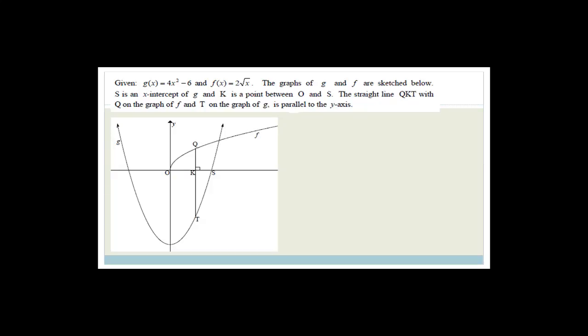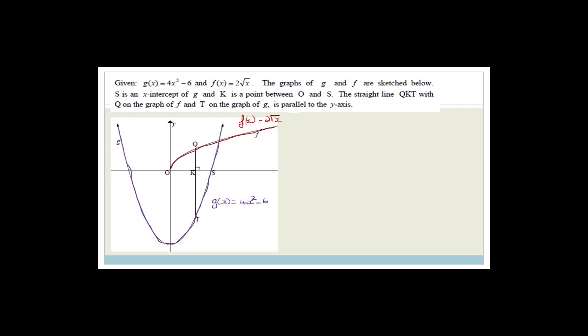So here is g of x. I'm just drawing this so we know what we're doing, so we can see it. That's g of x, and g of x equals 4x squared minus 6. And then this other graph is f of x, and f of x is equal to 2 root x. That's f of x. I'm going to also just make it red so you can see what we're doing. It just makes it easier.